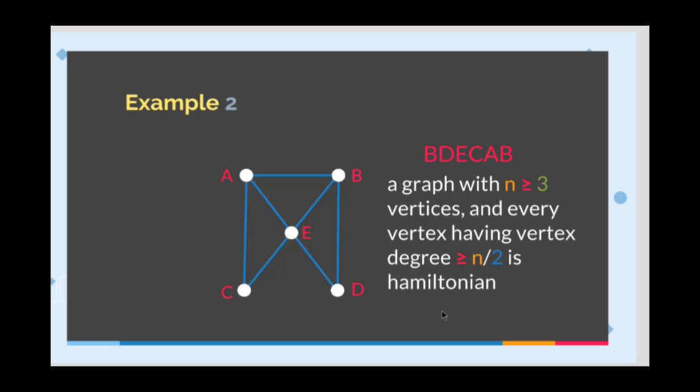But the condition of Dirac's theorem is not present. So, as I mentioned at the beginning, when Dirac's theorem conditions are present in a graph, it is sufficient for the graph to be Hamiltonian. However, if the condition is not present, it does not mean that the graph is not Hamiltonian, as we can see in this particular example.